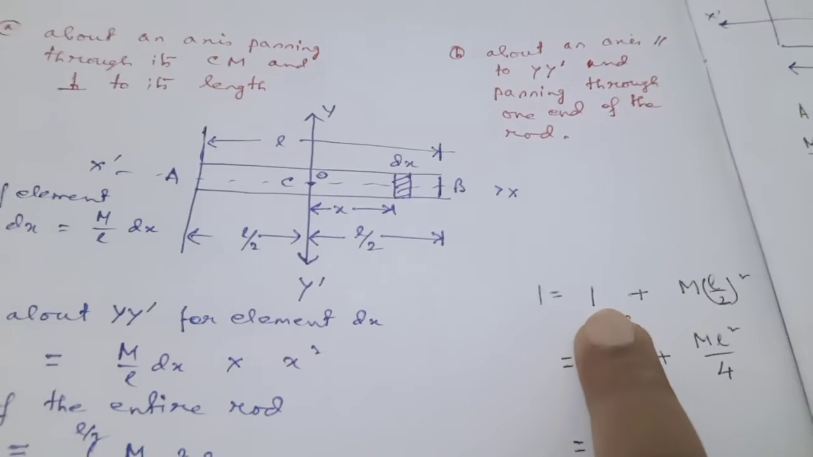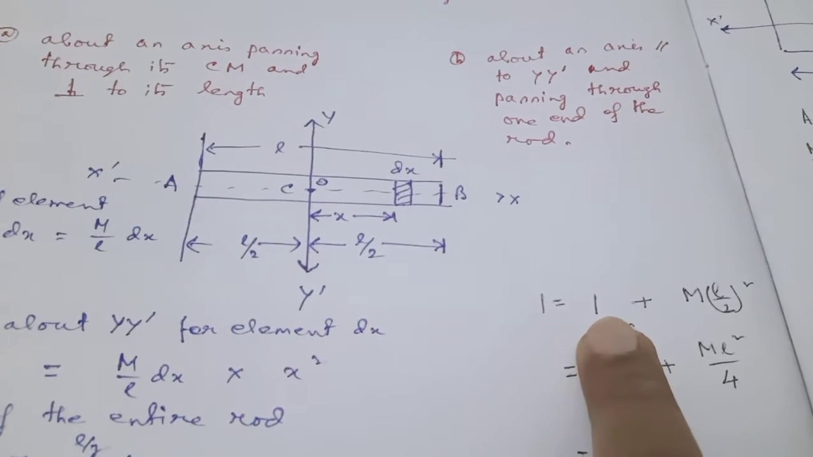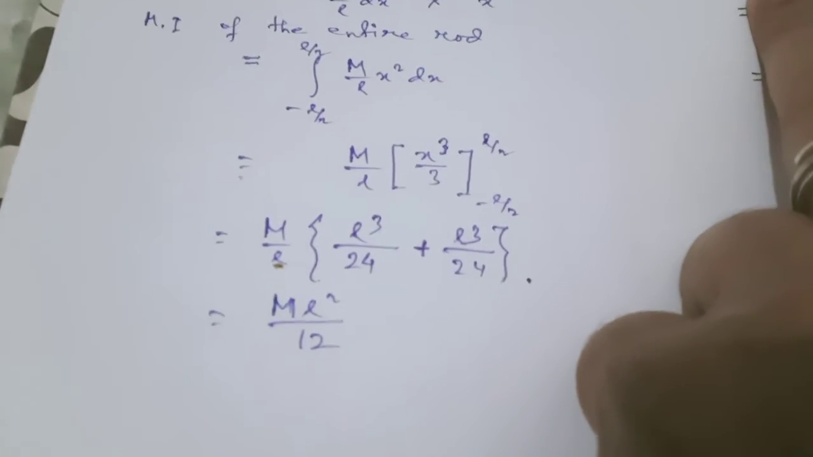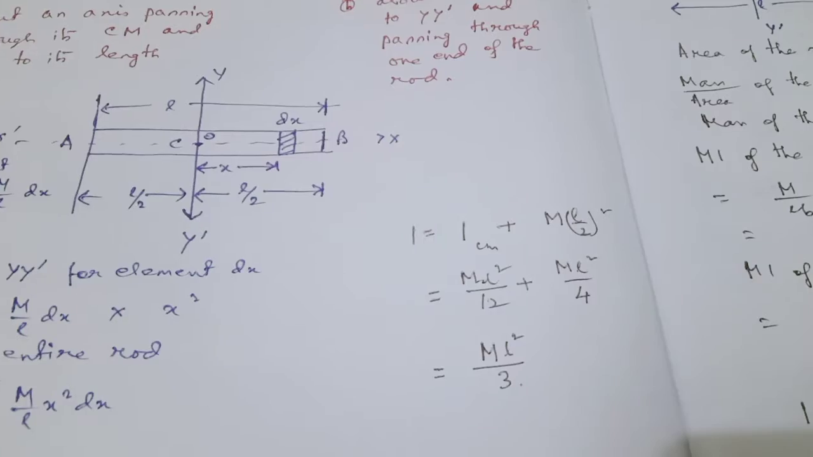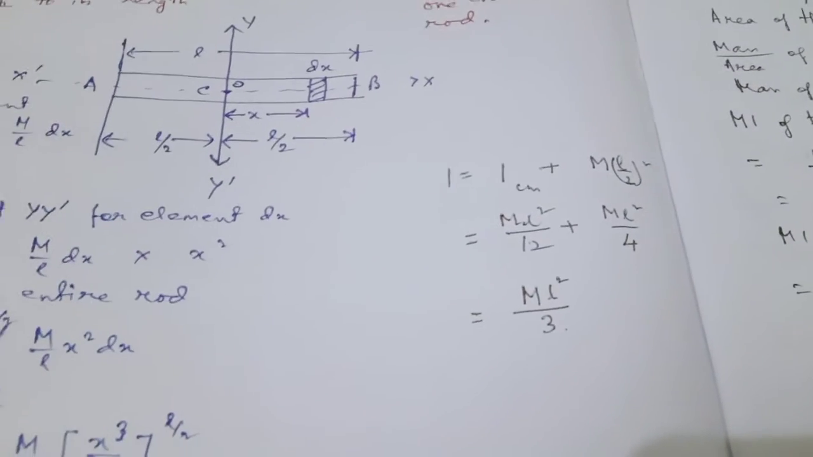And what is the moment of inertia about the center of mass? That is ml square by 12. So ml square by 12 plus m into (L by 2) whole square, addition will give you ml square by 3. So this is the process followed.